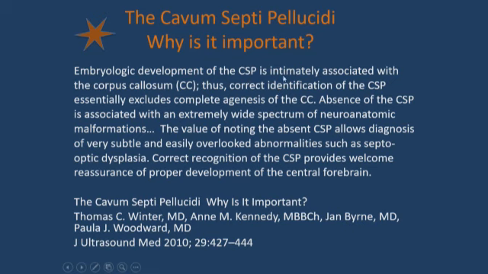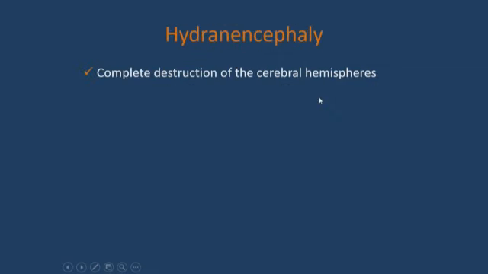Embryologically, the cavum septum is associated with the corpus callosum, so if there are defects of the cavum septum, bear in mind that there may be some abnormalities of the corpus callosum. And it's so much easier for us to see the cavum septum than the corpus callosum, so that's why we focus in on that. We're going to move on to the next thing.